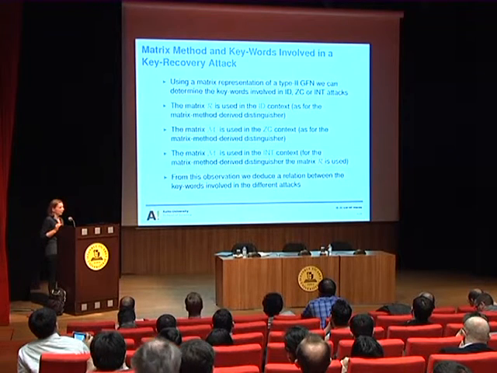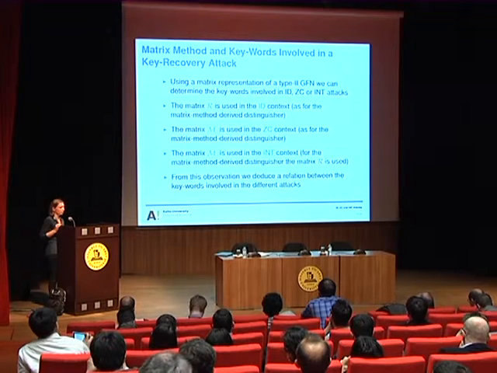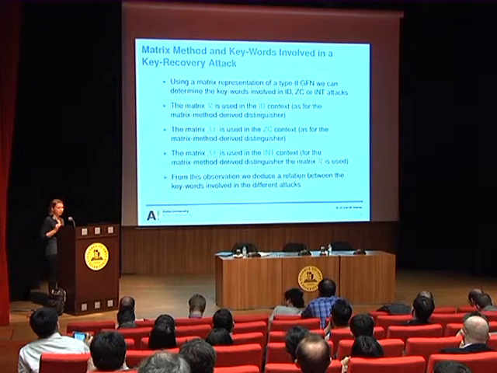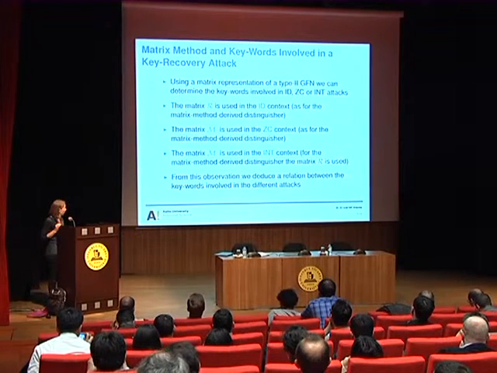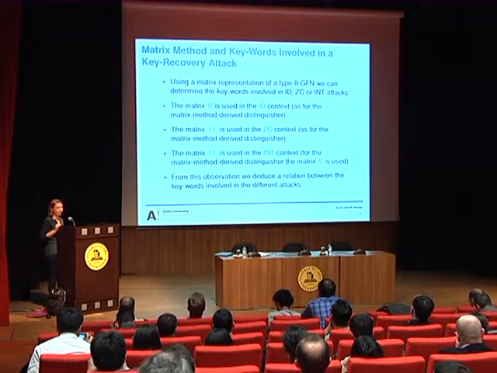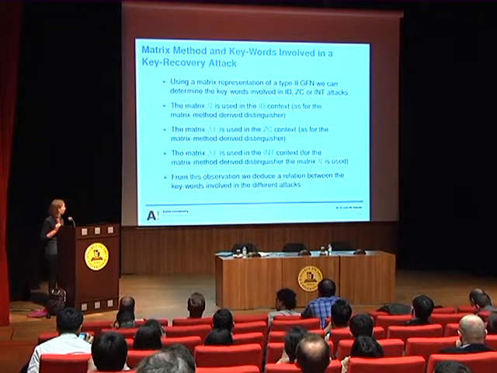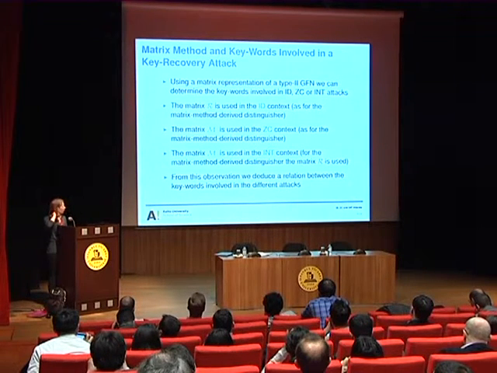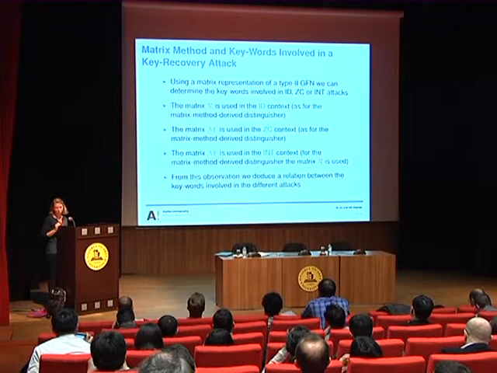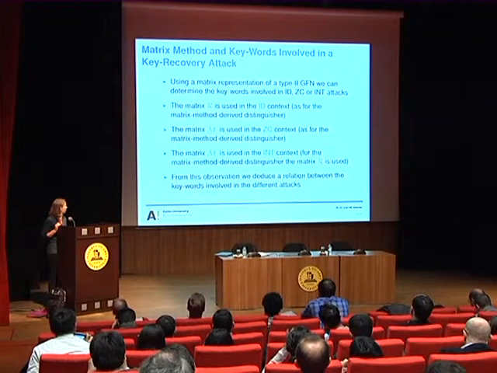And actually, we observe that using a similar matrix method and the same matrix representation of the cipher, we can easily find the keywords involved in all of these attacks. To find the keywords involved in zero correlation and integral attacks, we use the mirror representation of the matrix. But for the impossible differential attack, we use the round function matrix.